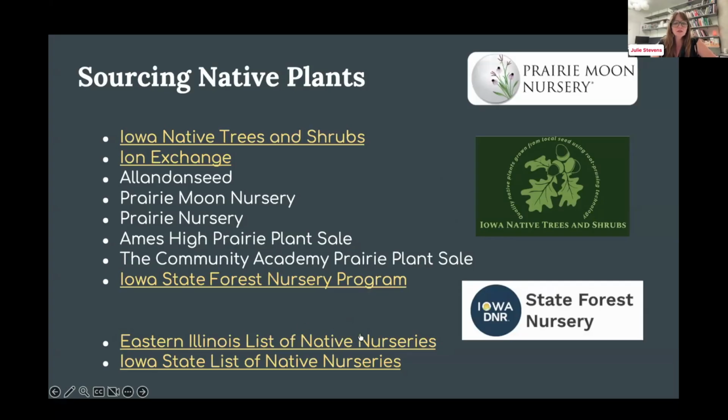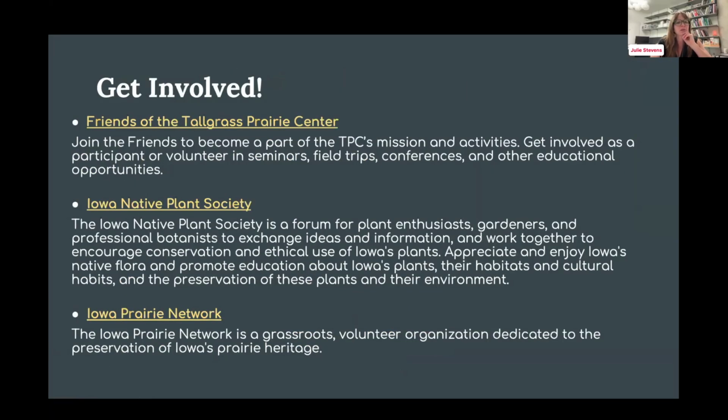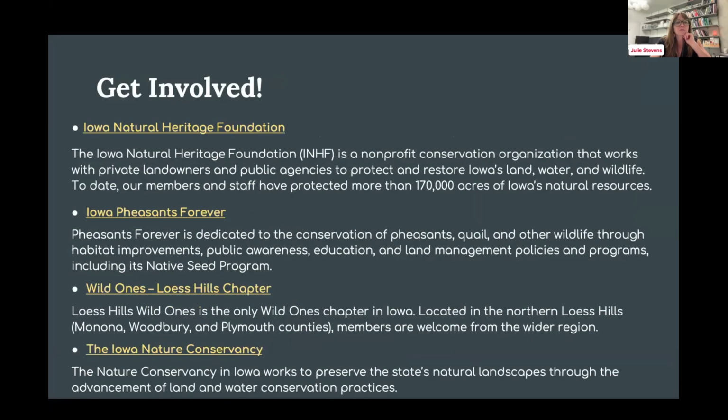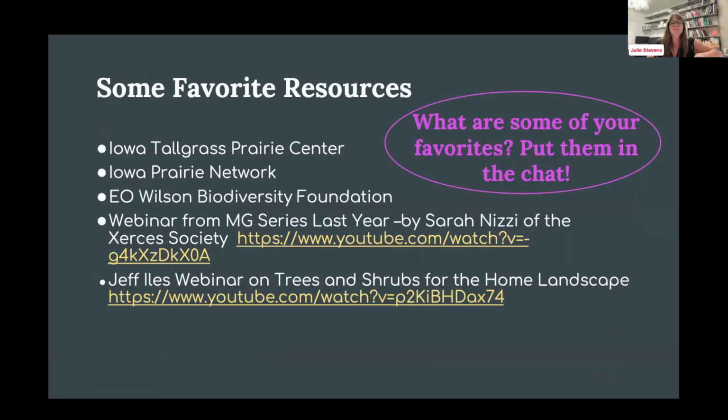Couple other things. I've got some links here. When you get the presentation, you can click on these. Eastern Illinois has a list of native nurseries that include some Iowa, some Illinois. Iowa State NREM also keeps a list of native nurseries. So these are some good resources to check out. I'd also just say get involved. So check out some of these folks around here that are doing great work. Tallgrass Prairie Center up in UNI is fantastic. Iowa Native Plant Society, they do a lot of activities together. The Iowa Prairie Network, Iowa Natural Heritage, I'll let you look through some of these. But I think those are great.